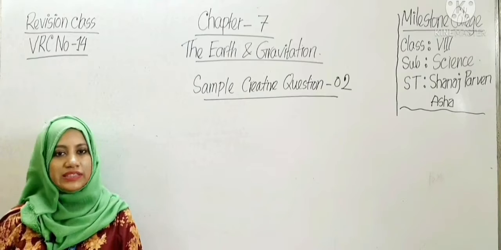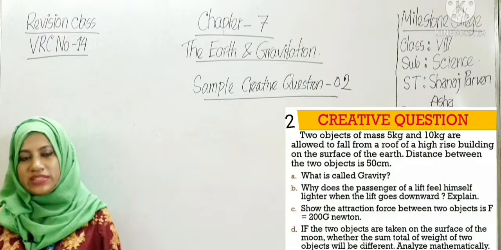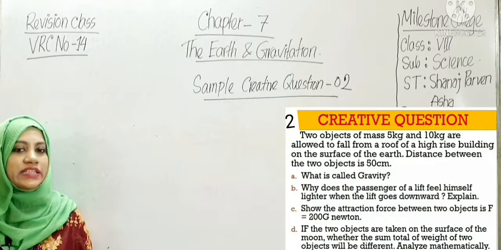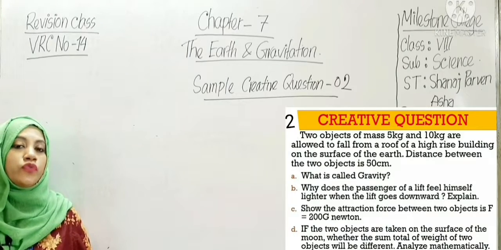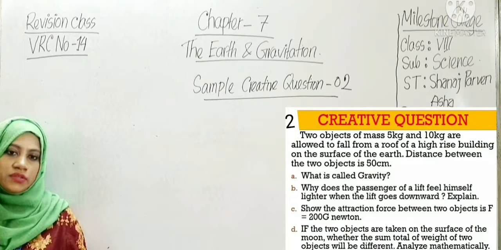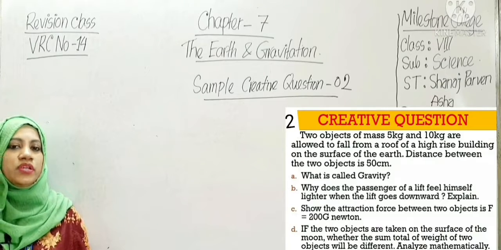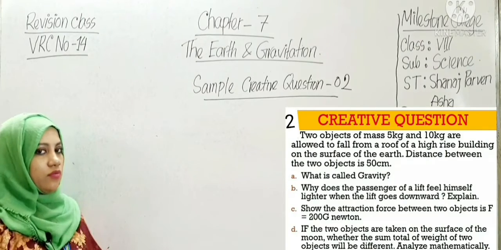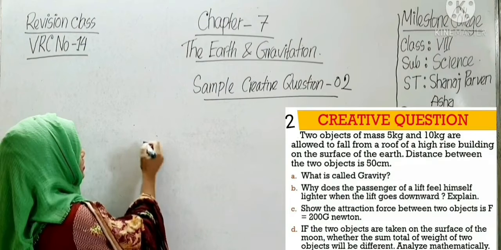My dear students, now we will go for sample predictive question number 2. So what is sample predictive question number 2? Two objects of mass 5 kg and 10 kg are allowed to fall from the roof of a high-rise building onto the surface of the earth. One is 5 kg and another is 10 kg. The distance between the two objects is given in centimeters. Now, I understand. Draw the diagram. It will make it easy to understand.